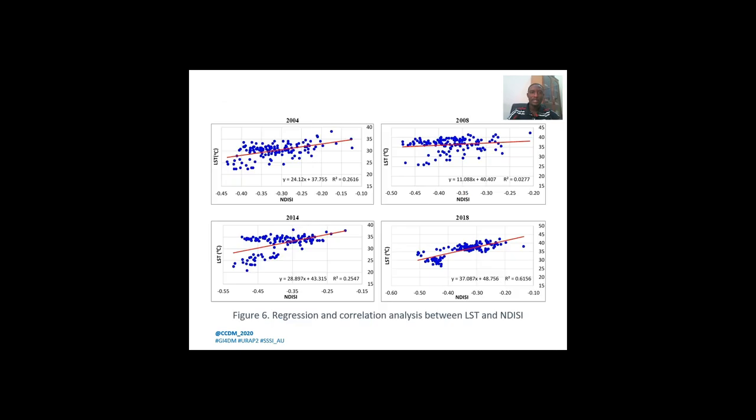So this is a result of the correlation between land surface temperature and the impervious surface index. And this result shows a positive correlation between these two variables, which implies that as the impervious surfaces increase around the study area, the land surface temperature increases as well in all the years under study.